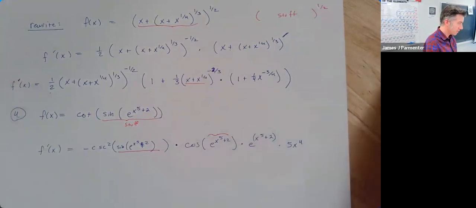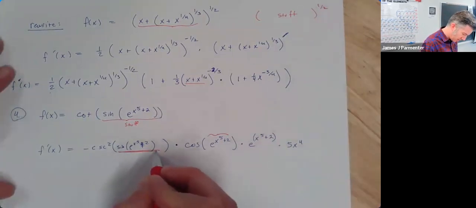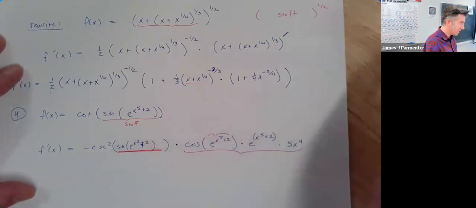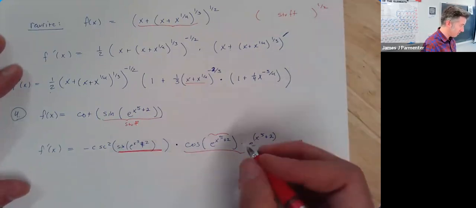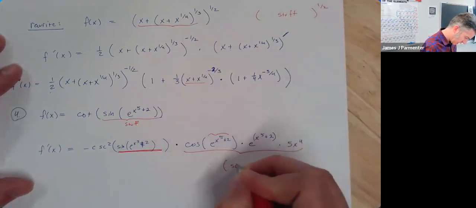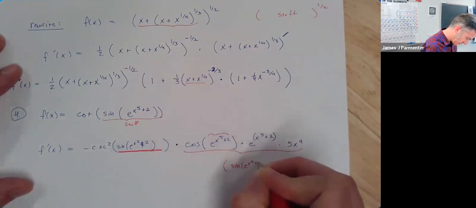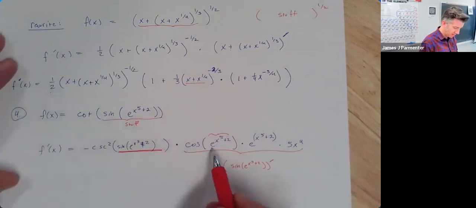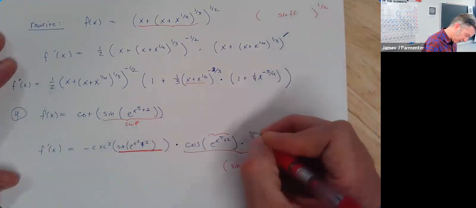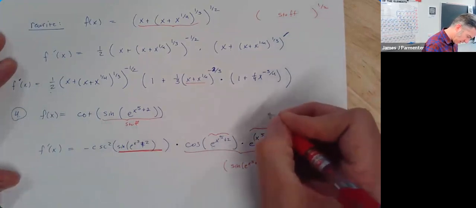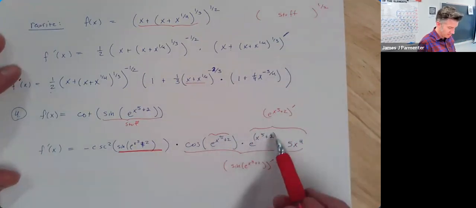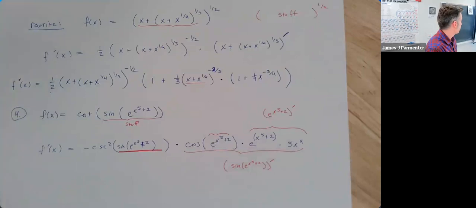Plus, so I want to point out that this thing I've underlined here, sine of e to the x to the 5th plus 2, all of that is the derivative of sine of e to the x to the 5th plus 2. So that right there is sine of e to the x to the 5th plus 2 prime. Right? Because sine of some stuff is cosine of the stuff times the derivative of the stuff. And all this right here, that's the derivative of e to the x to the 5th plus 2. Because the derivative of e to the stuff is e to the stuff times the derivative of the stuff. So chain rules and chain rules and chain rules.